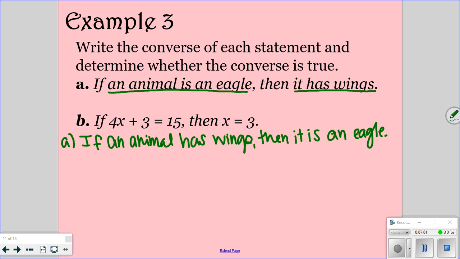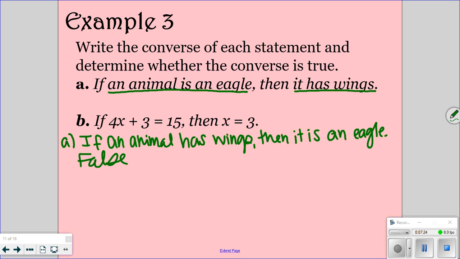So you do have to think about it a little bit. You can't just switch them automatically. You kind of have to read it and make sure that it makes sense. So if an animal has wings, then it is an eagle. Is that a true statement? It is false. What's an example of an animal that has wings that is not an eagle?